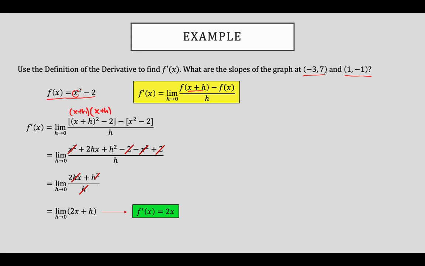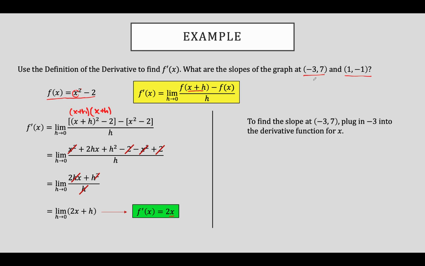Well, where are we trying to find the slope of the graph? At negative 3 comma 7. Notice our derivative function is a function of x. So if we want to find the slopes, we have to plug in x coordinates. Well, to find the slope at the point negative 3 comma 7, we plug in negative 3 into the derivative function for x. Notice negative 3 is the x coordinate. I'm going to plug that in for x into the derivative function. And if I evaluate f prime of negative 3, we get out negative 6.